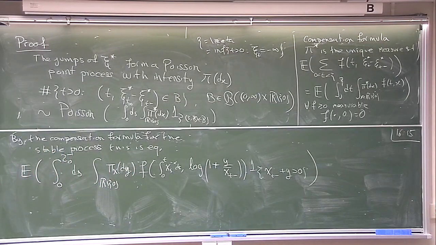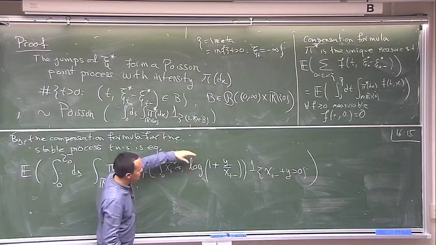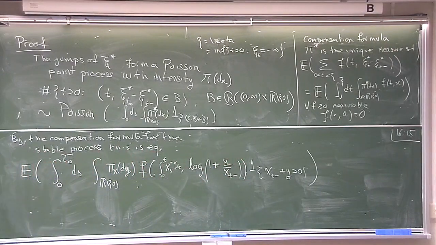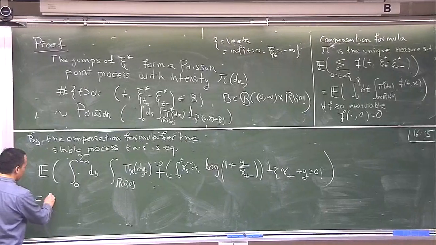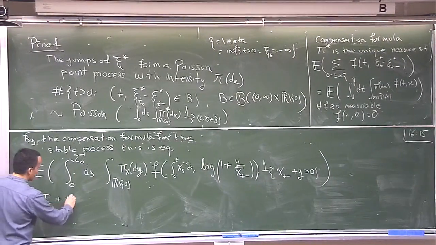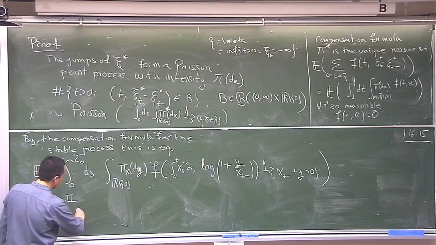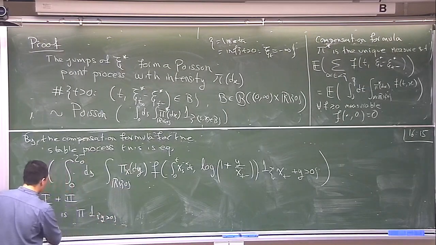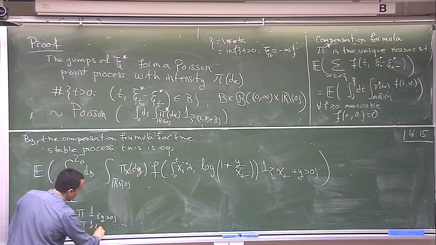And then this is something that is depending on the past. This is something that is depending on the past. So I can use the compensation formula, okay? So I will write this as 1 plus 2, where 1 is pi, the restriction of pi to y positive, and 2 is the integral of pi restricted to y smaller than 0.